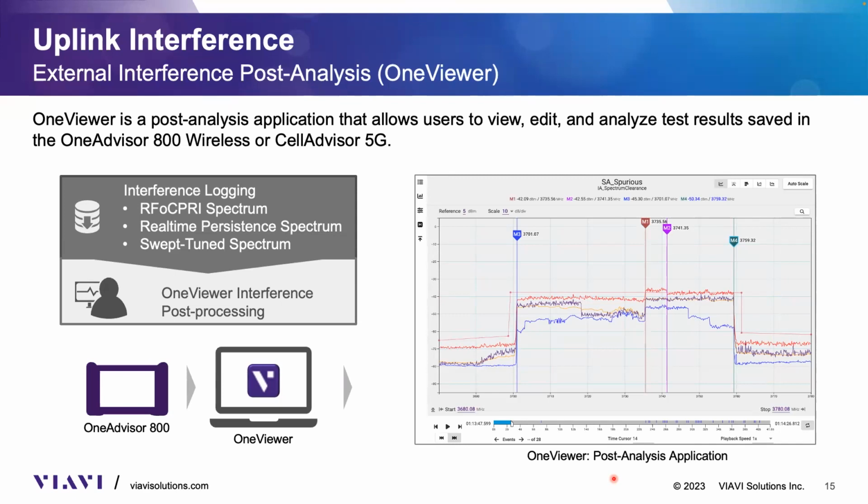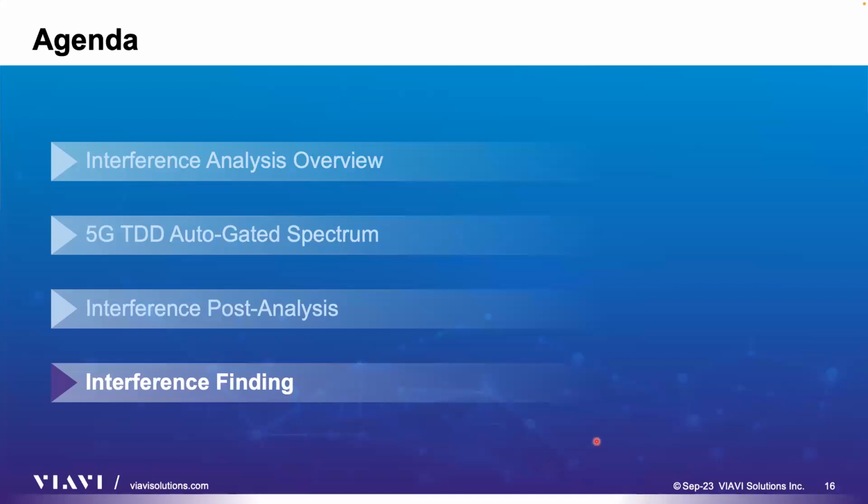So we can certainly save the spectrum, and we can do this analysis of the spectrum with OneViewer. OneViewer is the application with which we can analyze the signal. It's freeware provided by VIAVI, and all the recordings are made by OneAdvisor. So let me give you an example, actually, before I go into the interference finding topic.